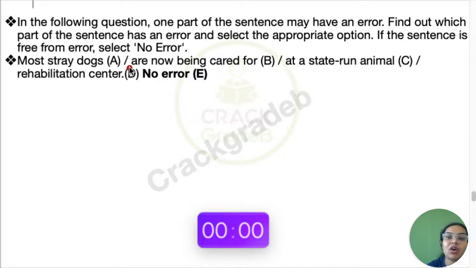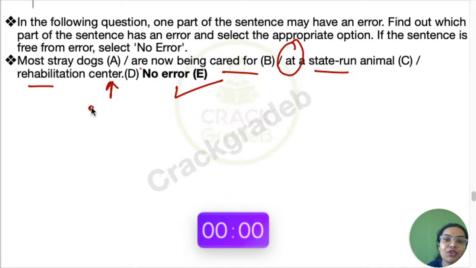Most stray dogs, many of them, most of them, are now being cared for. Where? At a center. What center? Rehab center. It is state run and it is not for human, it is animal rehab center. There is no error. Okay. I hope there is no confusion in this statement.